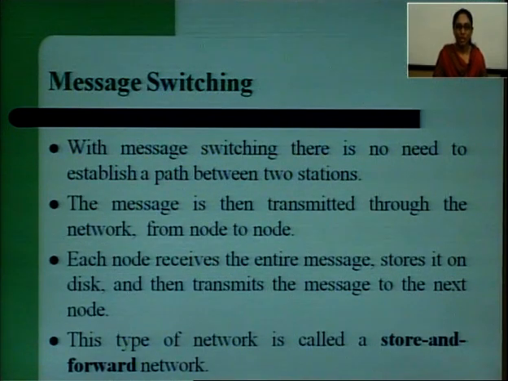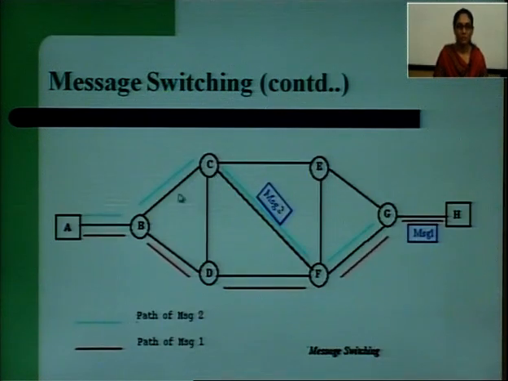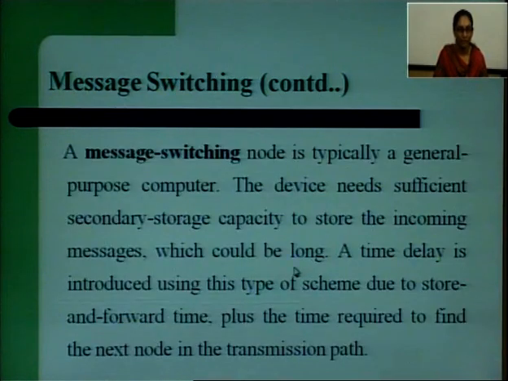Next is message switching. With message switching, there is no need to establish a path between the two stations. The message is transmitted through the network from one node to another node. Each node has to receive the entire message and store it on disk and then transmit it to the next node. So this method is called the store and forward method. Once the message is sent from one node to another, every node has to store the message and then forward it. It is a general purpose method, and it requires sufficient secondary storage capability.